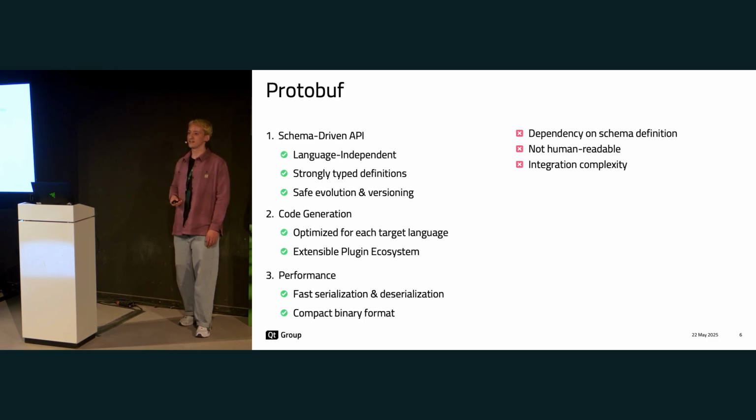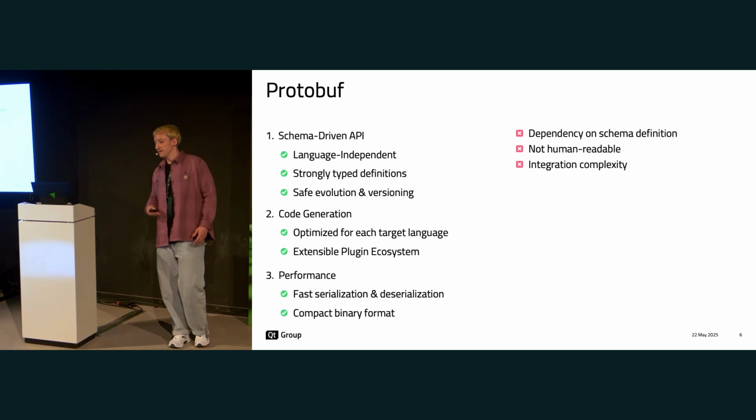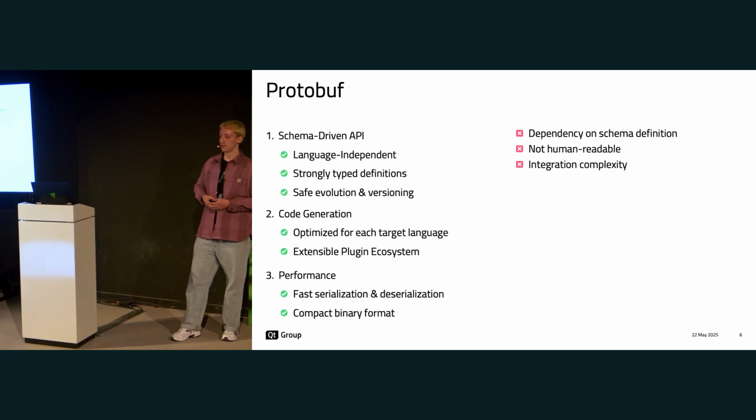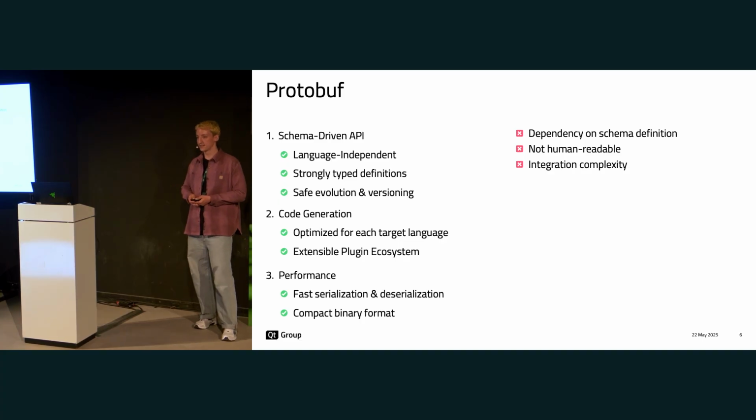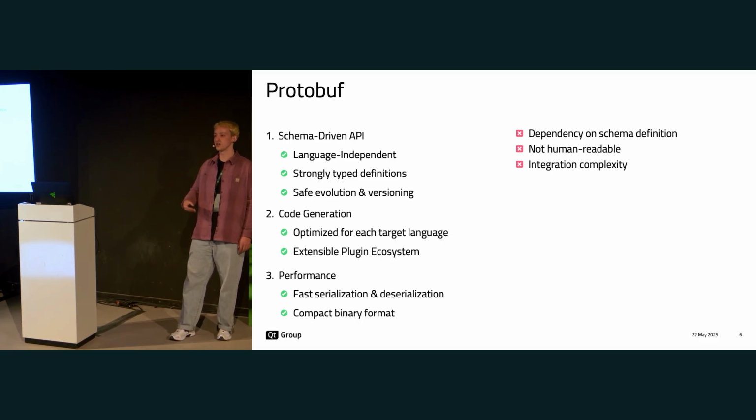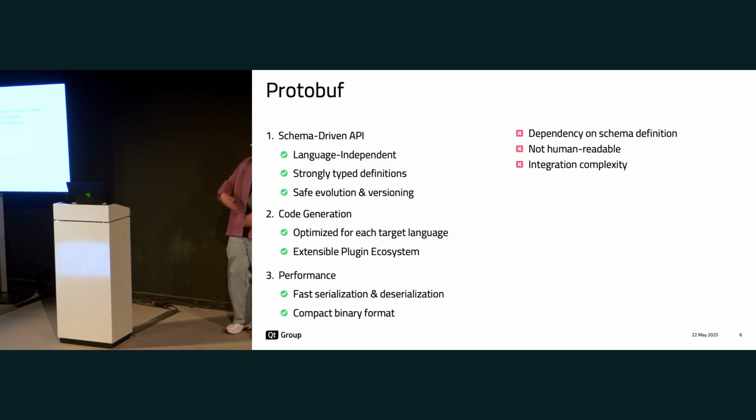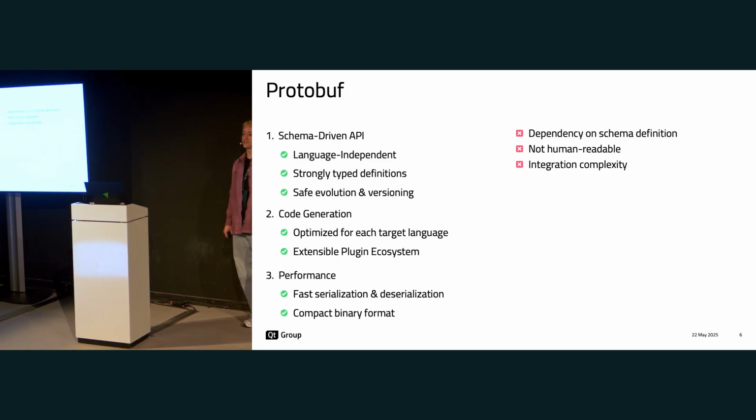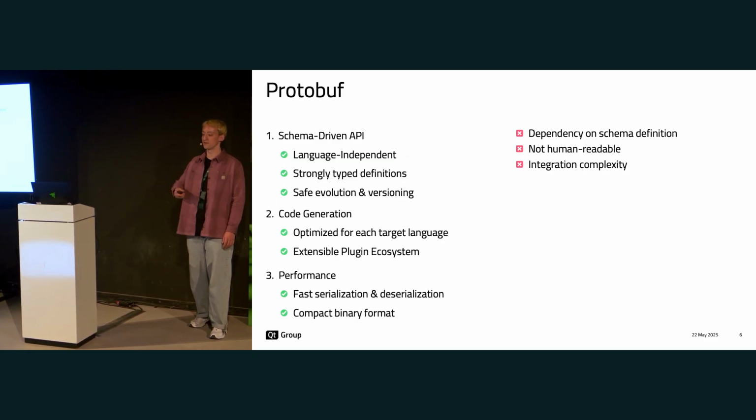But on the downside, it always has the dependency on the schema definition. So without the schema, we cannot do much with a raw binary. And since we also have the Protobuf compiler step in between, it adds some complexity. So it's not like a JSON API where you can just read everything and understand it. You would always have to look it up in the schema.